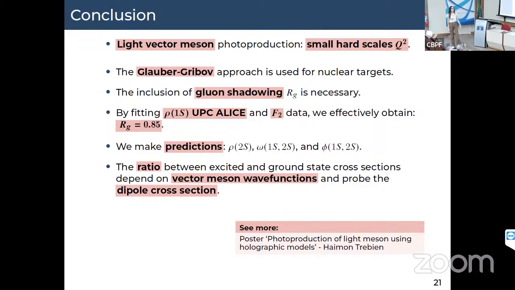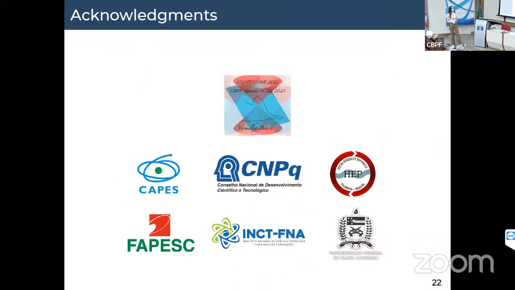If you want to see more about the production of light vector mesons with nuclear targets, you can see the poster of my colleague Jaimo that is at the coffee break. And this is it. Thank you very much.